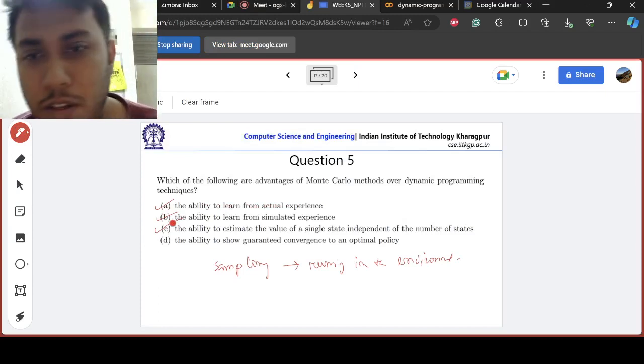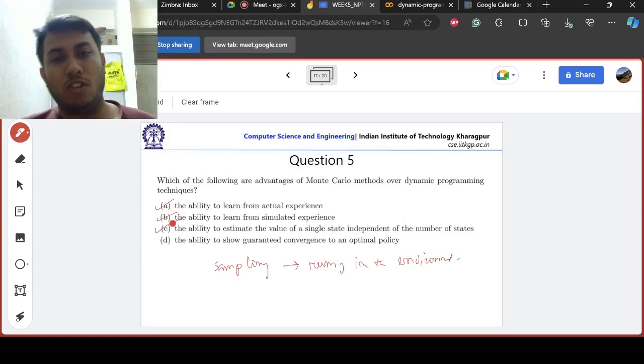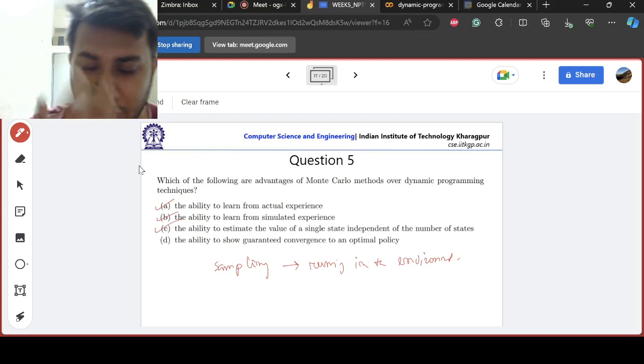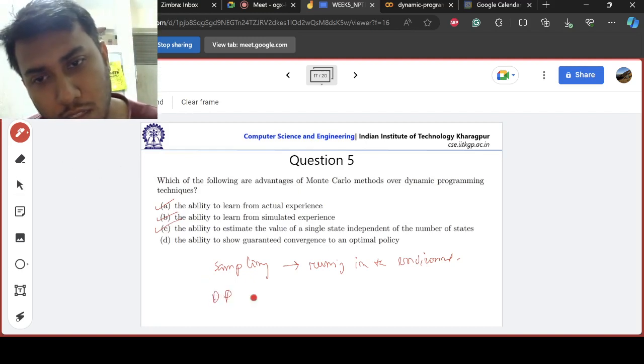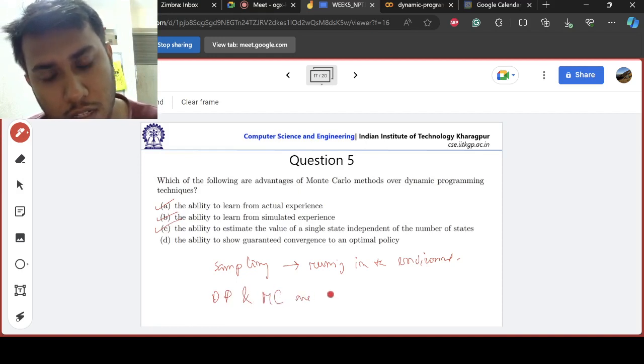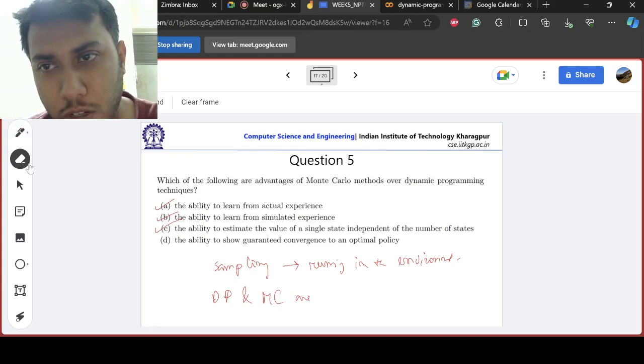Option D, ability to show guaranteed convergence to the optimal policy. Again, this is not an advantage because both DP and MC converge to an optimal policy.